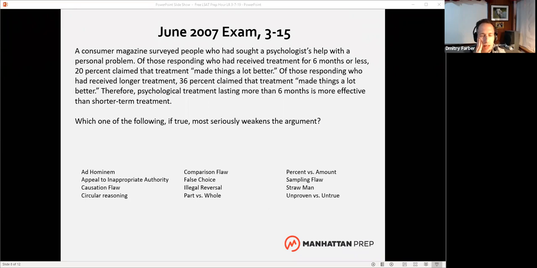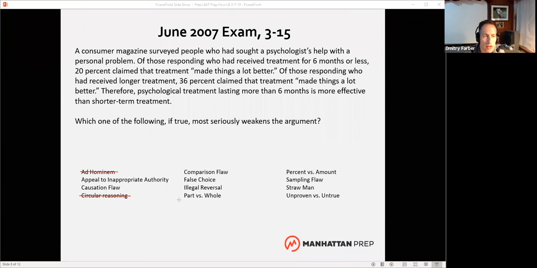What assumption or flaw types did you spot here? I would say there's a few. What did you spot? And we can get rid of some while you're thinking. I'll cross out a few that I think we can agree are not there. There's no ad hominem. We're not attacking anybody, right? It's not circular reasoning and almost never is. And we didn't say in advance that the treatment was more effective. So I'm seeing 3 so far. False choice, causation, unproven versus untrue.